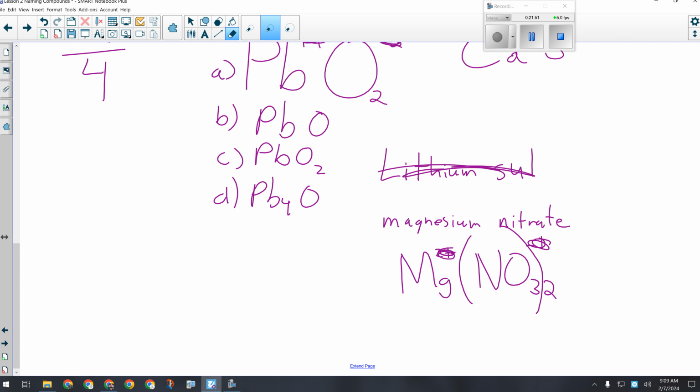Okay, those are all the tricks. I gave you one with a Roman numeral. The Roman numeral tells you what charge to use. And I gave you one with a polyatomic ion. That requires you to put brackets around it. That's it. Those are the only tricks.